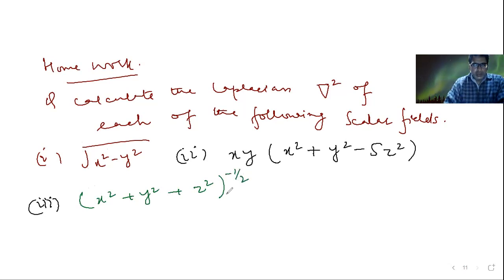Question is calculate the Laplacian of each of the following scalar fields. 3 scalar fields are given. First one is under root x square minus y square. Second is xy times x square plus y square minus 5z square. Third one is x square plus y square plus z square to the power minus half.